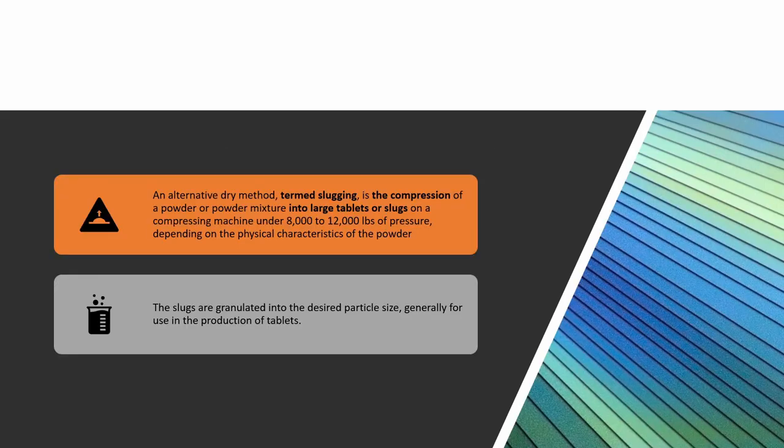Another method is slugging. In slugging, you place a certain amount of powder in a large cavity or a large depression, and you compress it. A great amount of pressure is applied towards the cavity or the depression, and you will form large tablets or slugs. These are like 3-inch rolls of compacted powder. After you have a compacted powder, you can now granulate it to form your desired particle size for your granules.